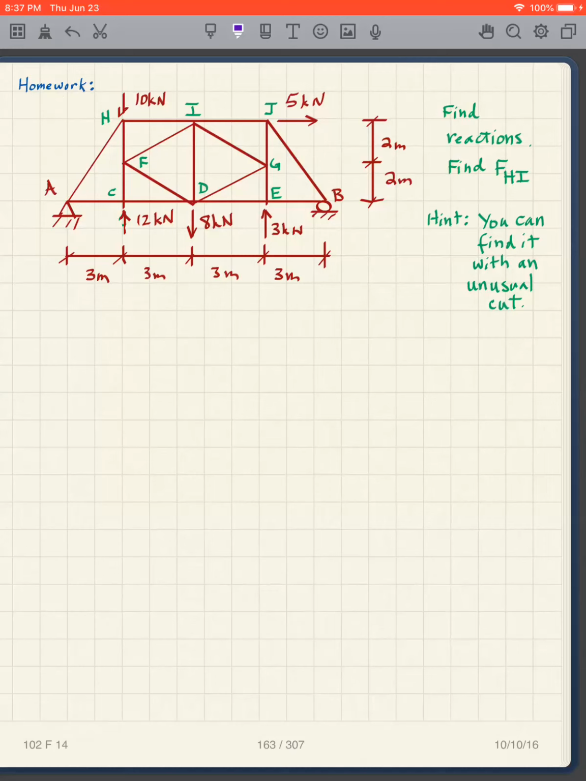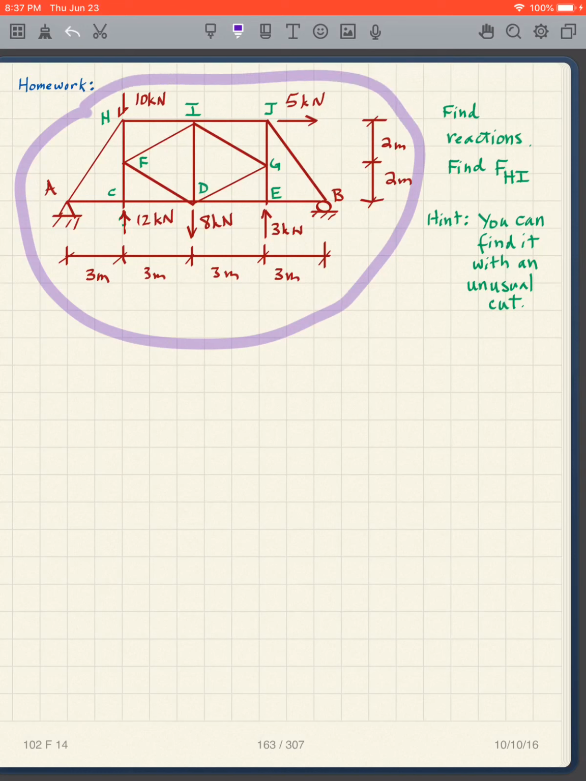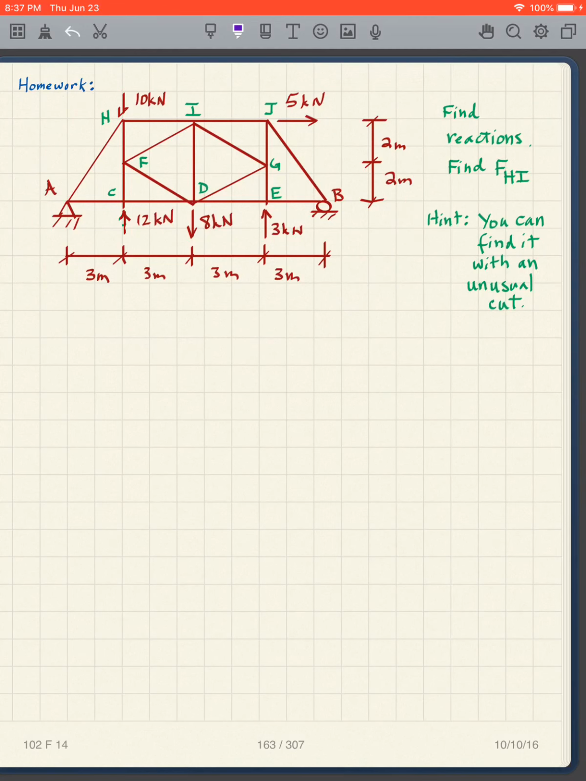All right, this is a special kind of truss, and I'm going to tell you right now this is called a K truss because you can see the letter K there, and there is a backward K here. So this is a K truss, and for this particular problem, so this is homework, first find the reactions.